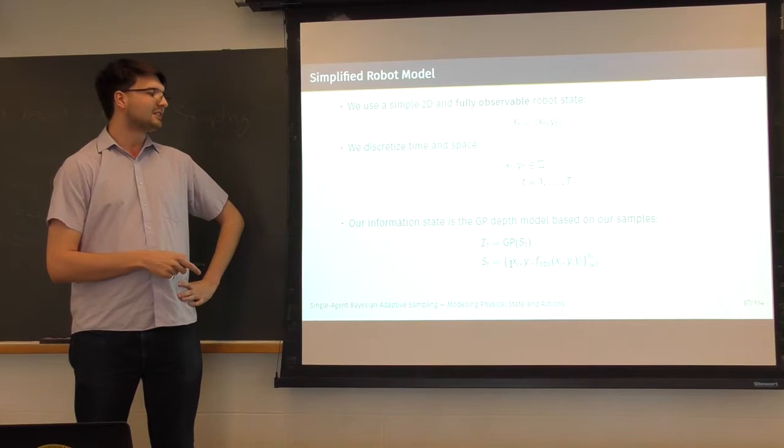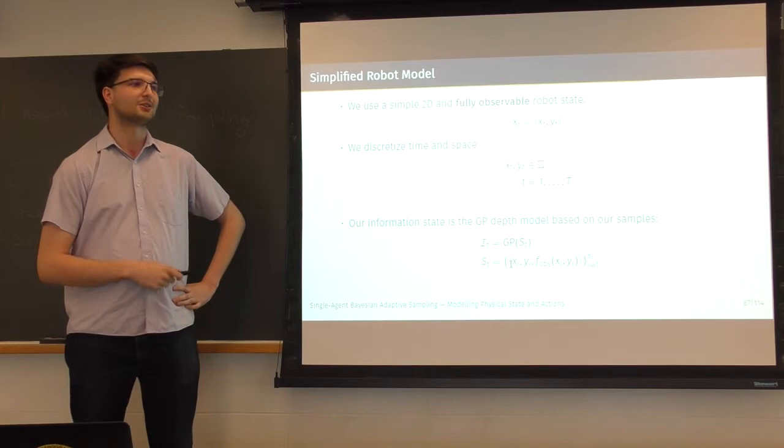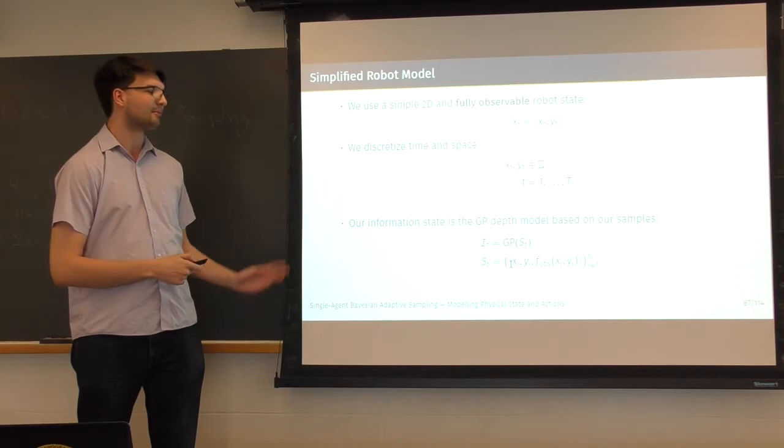And what that means is that our information state is going to be purely determined by what samples we've taken. So the Gaussian process is just a representation of what the best model for our samples is, given these fixed hyperparameters. So now that we have a model of the robot's, oh, sorry, question.